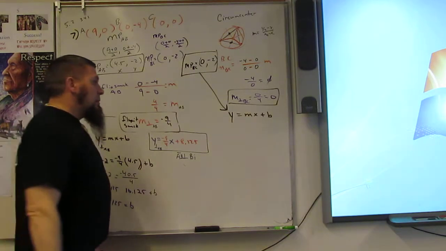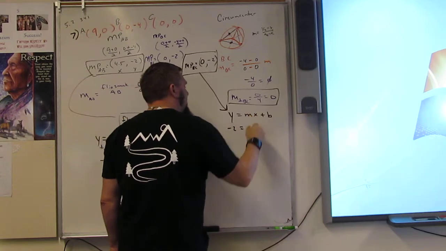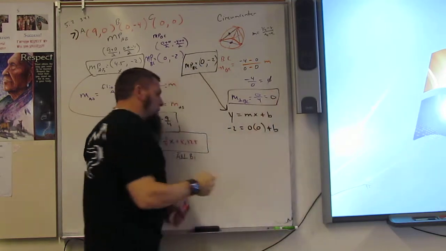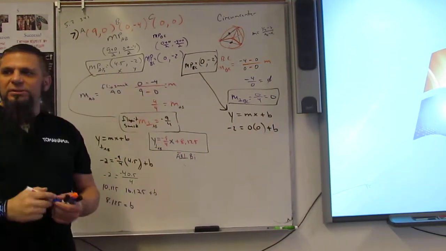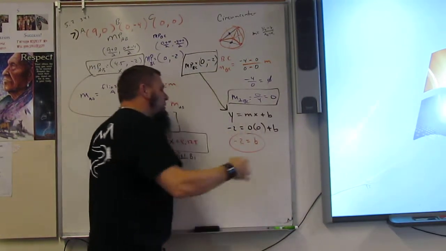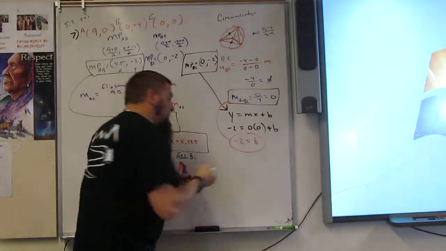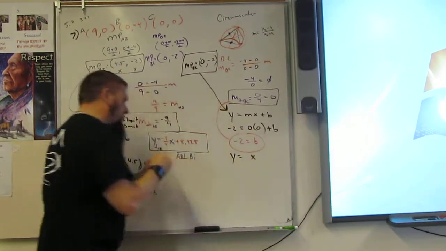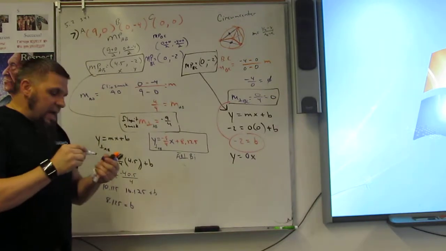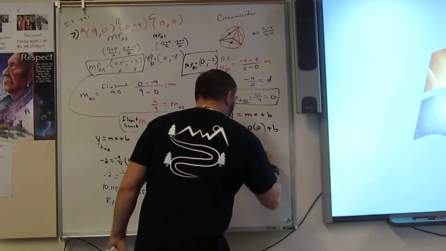Okay? Alright, so that's easy. Y is negative 2. M is 0. X is 0. B is, well, I don't know yet. Well, what's 0 plus B? B, right? So negative 2 equals B. So I know B, and I know M, and so I know my equation is y equals mx plus b, right? M x plus b. What's b? Negative 2. Negative 2.